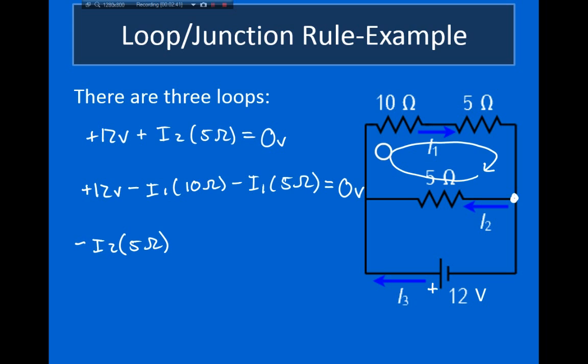And now I'm going to go across these two resistors in the same direction that the current is flowing through them as well. So we'll have minus I1 times 10 ohms, and then minus I1 times 5 ohms. And since we've gone all the way around a loop, this has to be equal to 0 volts.